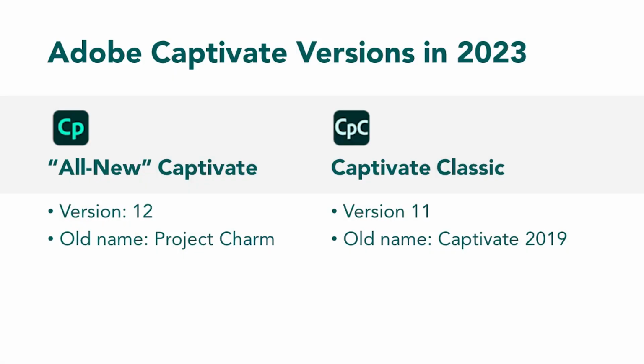In addition to that, we have Adobe Captivate Classic. This is what was originally referred to as Adobe Captivate 2019, aka version 11. So we have all new Captivate, version 12, and Captivate Classic, version 11. And if for some reason you're wondering, what about Adobe Captivate Prime? That was a learning management system. It got renamed to Adobe Learning Manager, and let's never speak of it again.